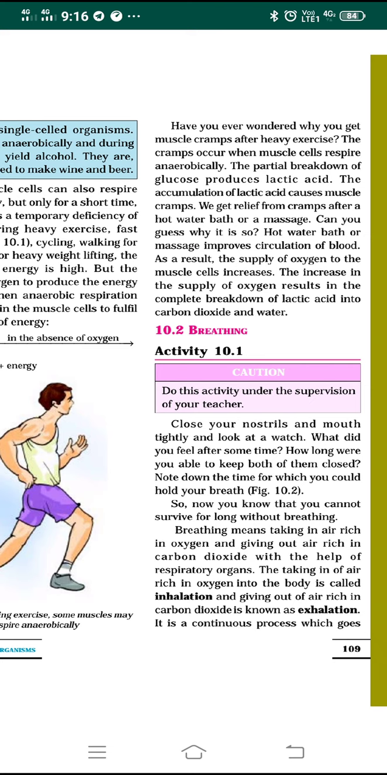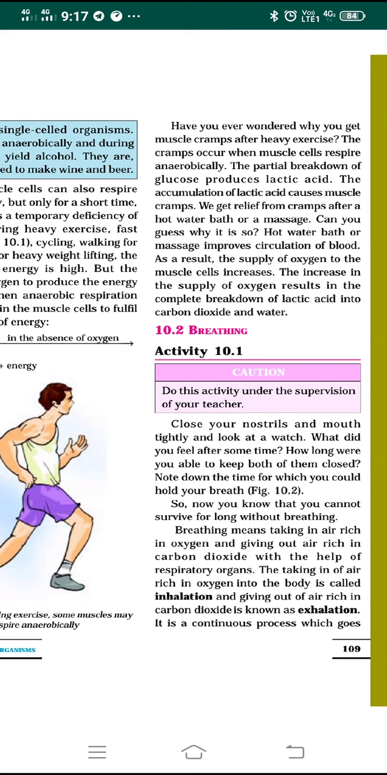The partial breakdown of the glucose produces lactic acid. The glucose breaks down partially, forming lactic acid and releasing energy. The more accumulation of lactic acid, the more it causes the muscles to cramp. We get relief from these muscle cramps after a hot water bath or a massage with oil.